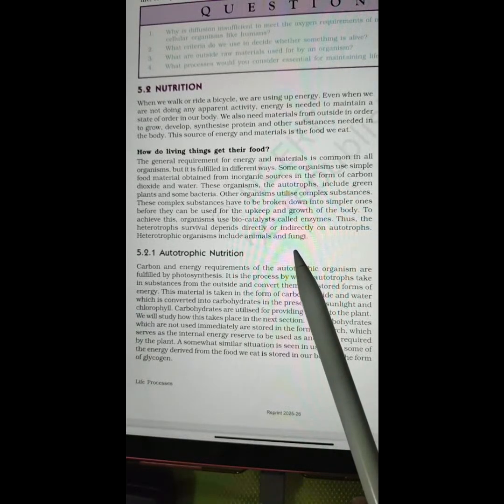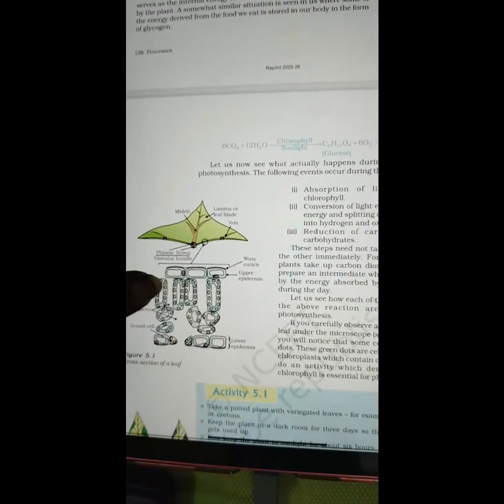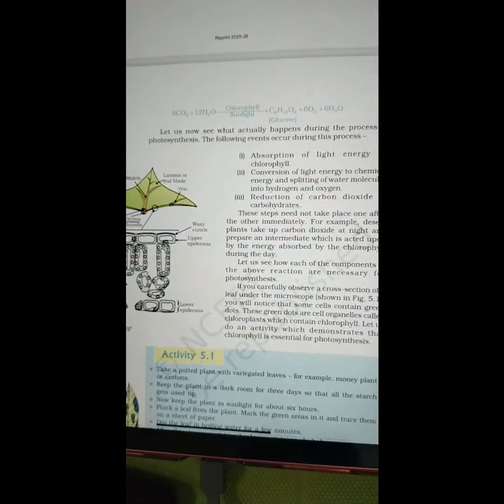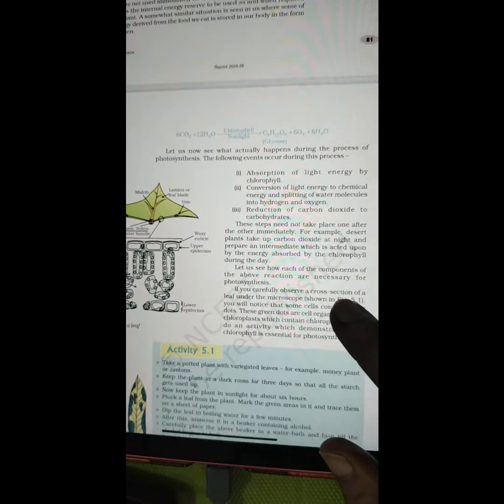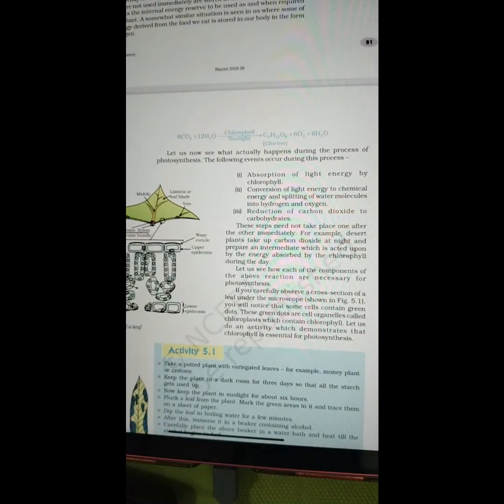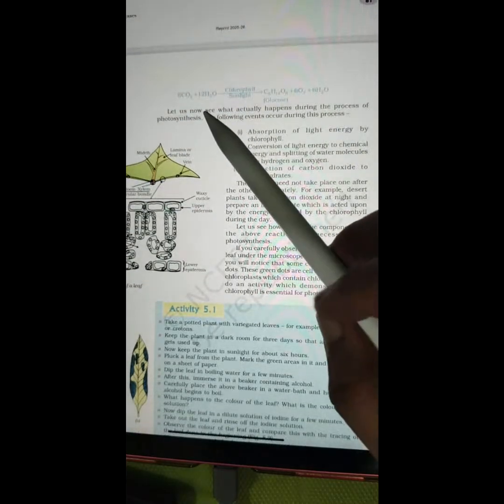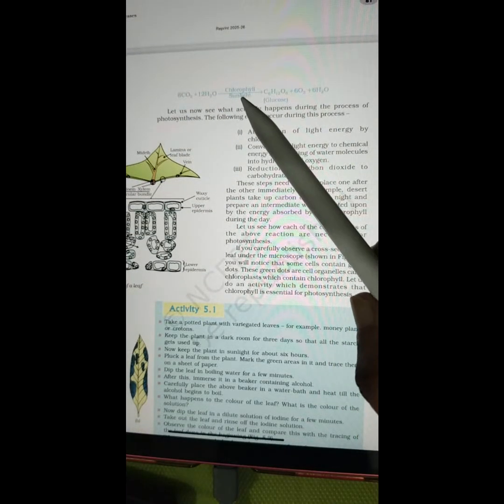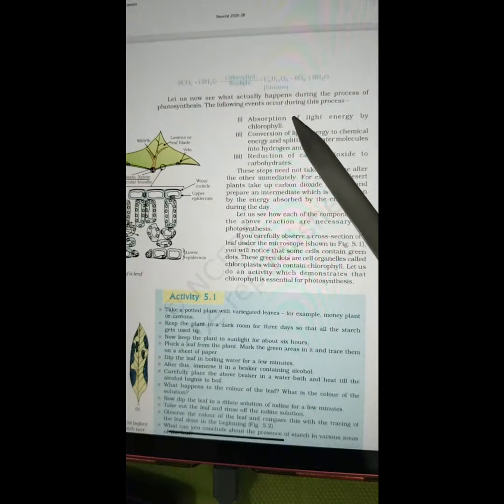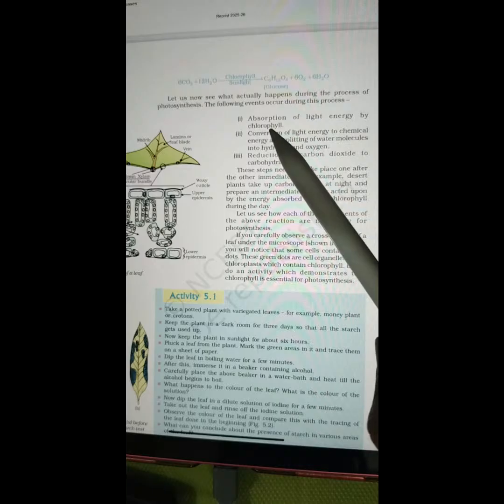This is fungi. Autotrophic nutrition. Then on the next page, there is a chemical reaction written for photosynthesis. So this is pronounced as chlorophyll. Chlorophyll. Absorption.